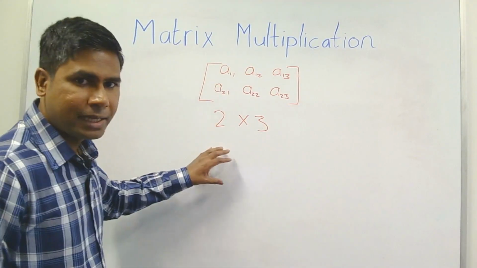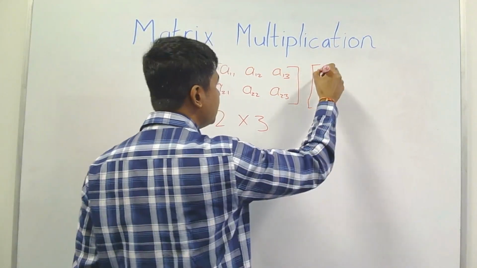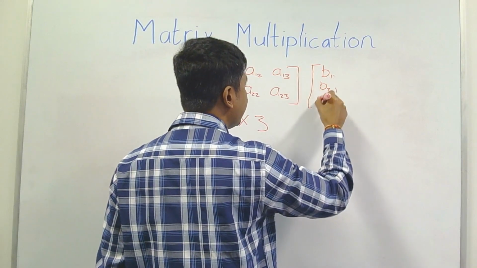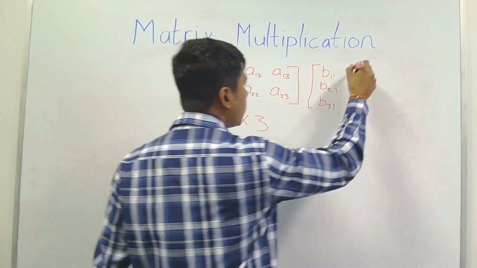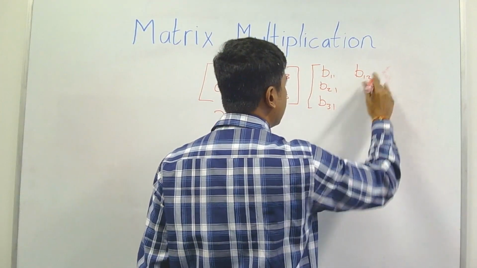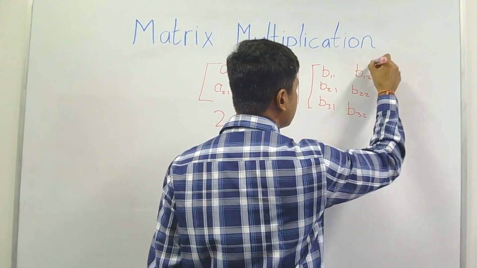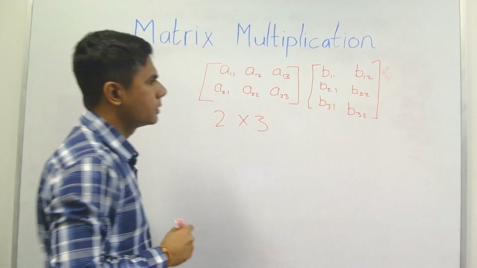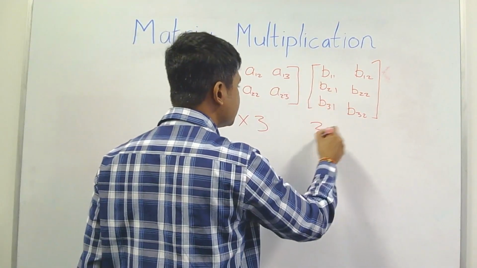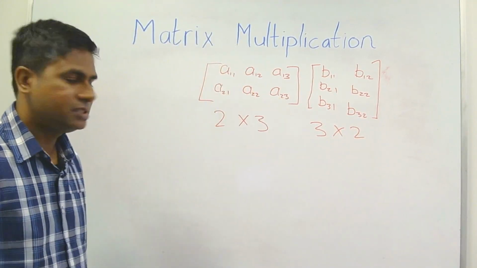We are now going to multiply this matrix by another matrix, and this one consists of elements B11, B21, B31, and then B12, B22, and B32. So this matrix consists of 3 rows and 2 columns. And we are now multiplying these two matrices together.